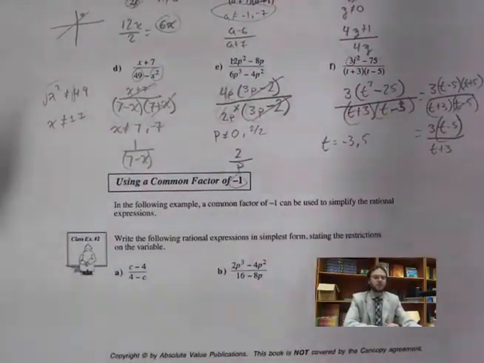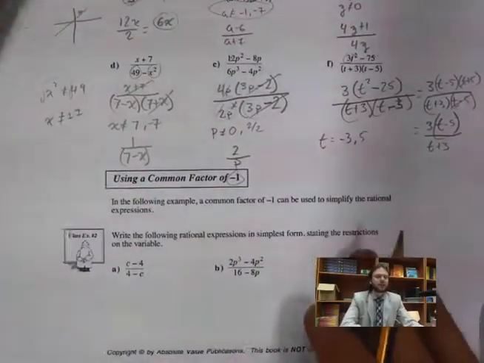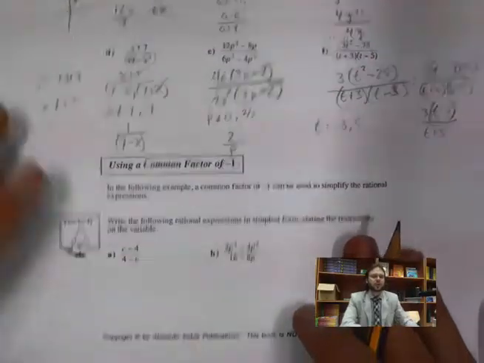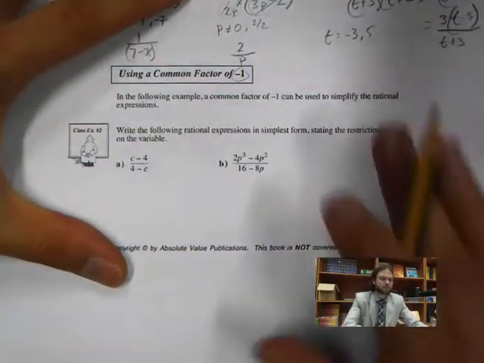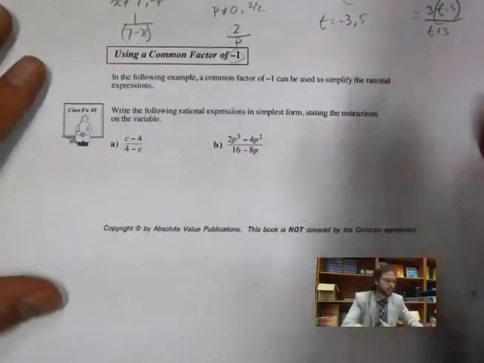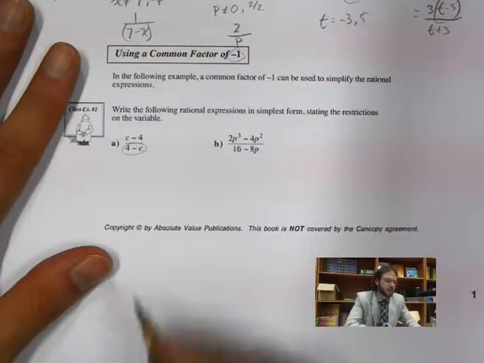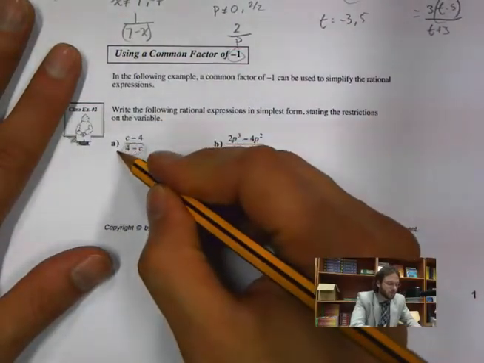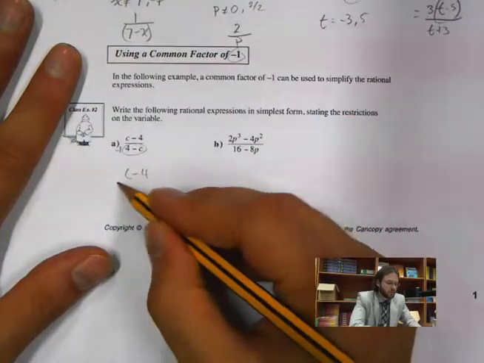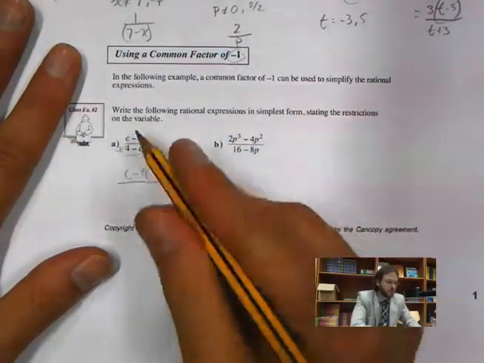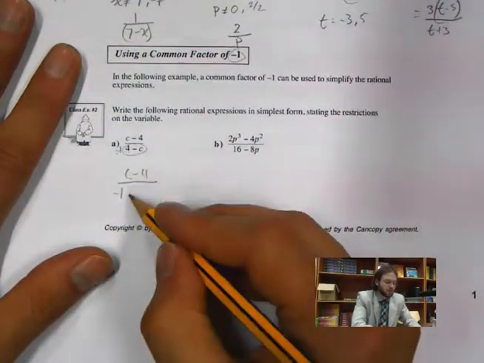Alright, so now it wants us to use a common factor of negative 1. So these are the tricky ones. These here might actually cancel out, but it's hard to tell how they cancel out. So that's why we're going to use this common factor of negative 1. If I take this here, I'm going to take out a negative 1 from the bottom. So if I multiply everything by negative 1, I'm going to get c minus 4, and I'm going to take out a common factor of negative 1 here. So negative 1 times 4 is negative 4.